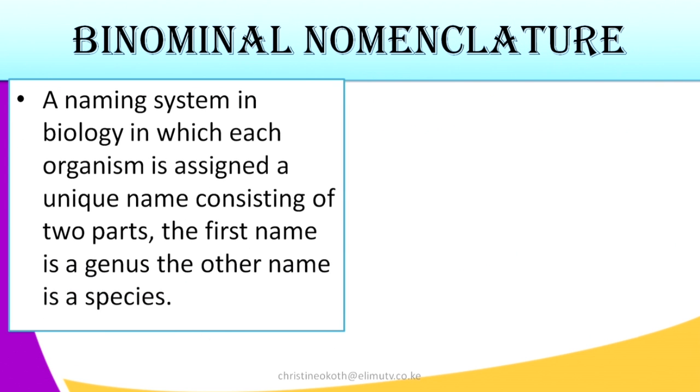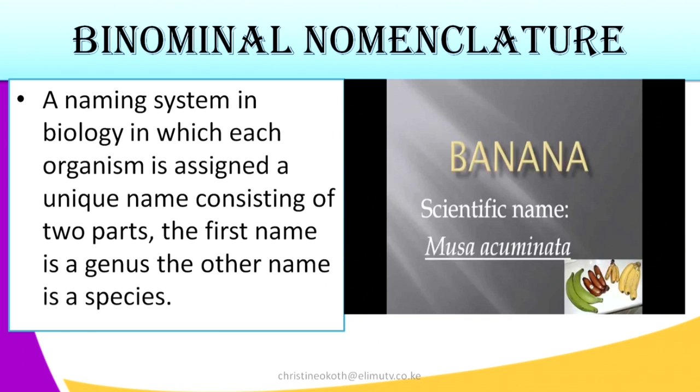So still, I can define binomial nomenclature as a naming system in biology in which each organism is assigned a unique name. It consists of 2 parts. The first part being a genus and the other part being a species. So for example, I have a banana, that's the English name that we know. Then the scientific name is called Musa acuminata. So Musa is the genus name, then the species is acuminata.